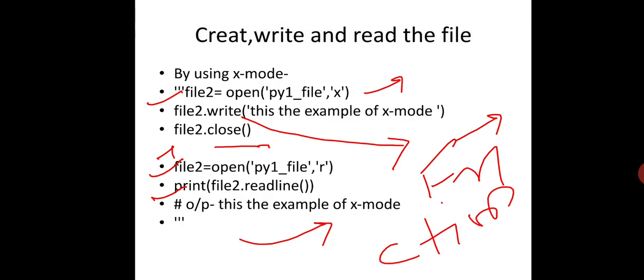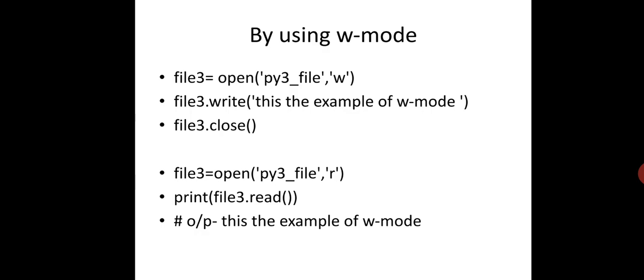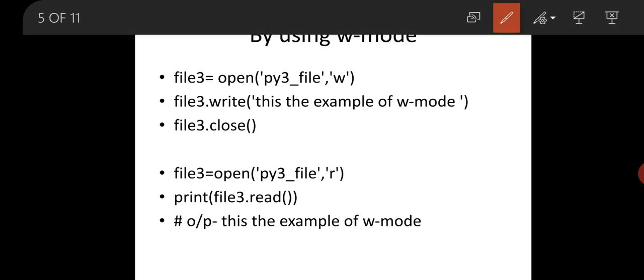Now the next mode is W mode, that means write mode. Here we are going to create a file, py3 file. We have opened this file in write mode. This is the write mode, this is the write function.